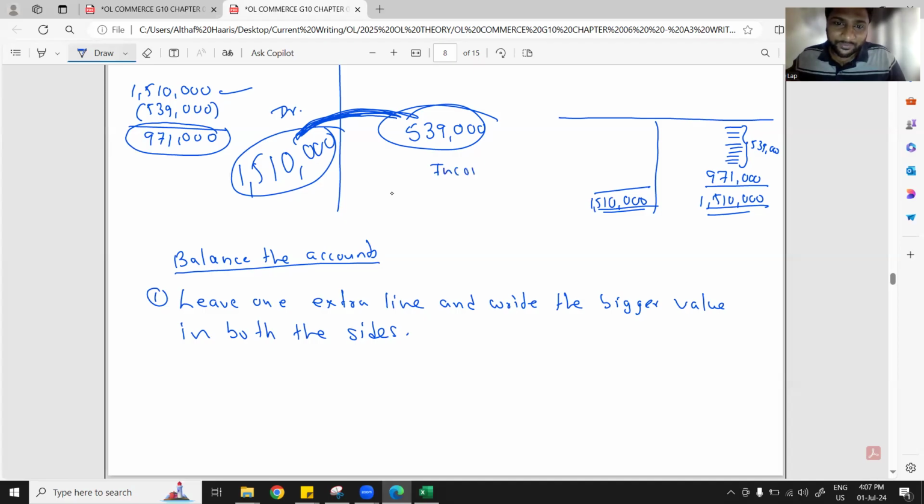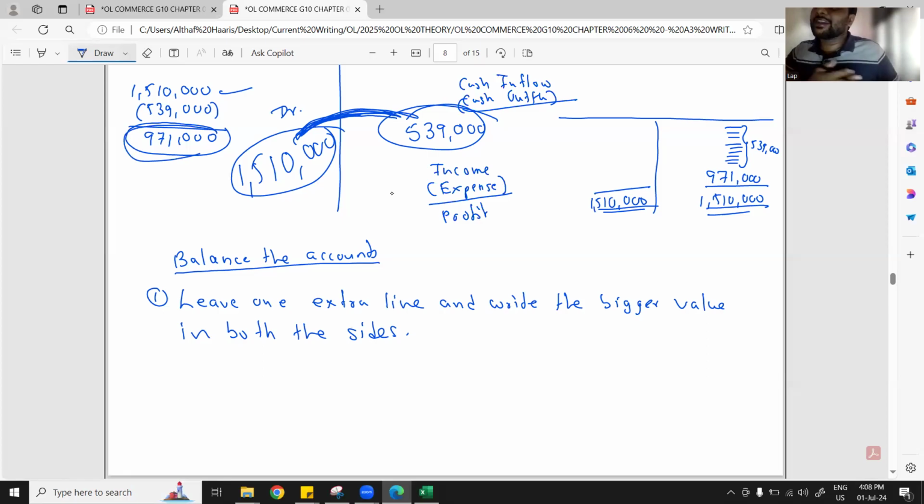Income minus expense only is profit. Here we took cash inflow minus cash outflow. So this 971 is the month end cash which I have inside my pocket. Month end cash or year end cash I have inside my pocket.